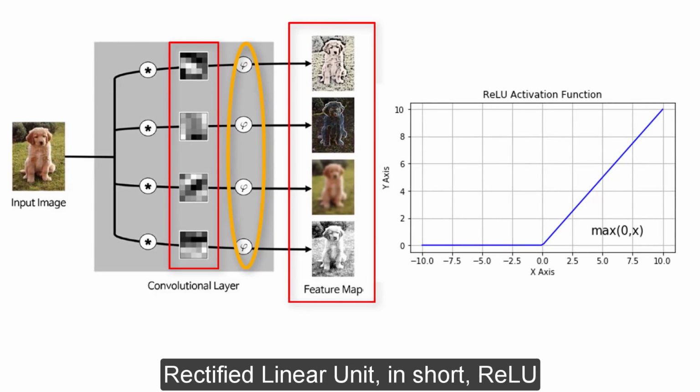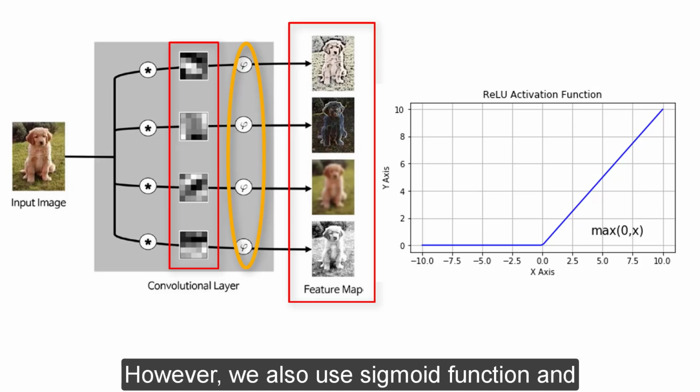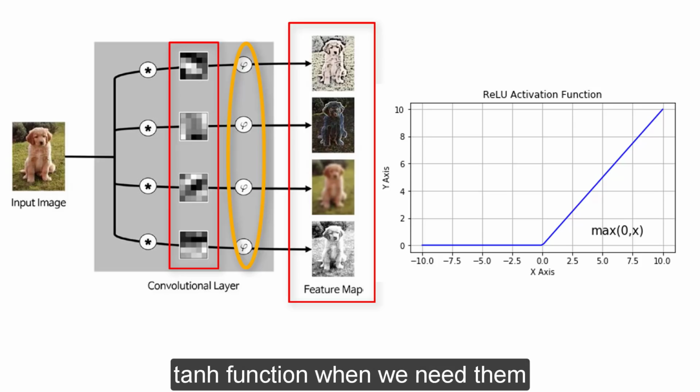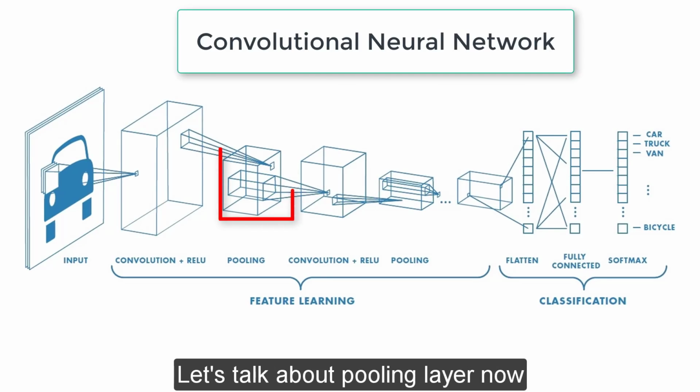Rectified linear unit, in short ReLU, is the most popular activation function. However, we also use sigmoid function and tanh function when we need them. We have covered convolution layer. Let's talk about pooling layer now.